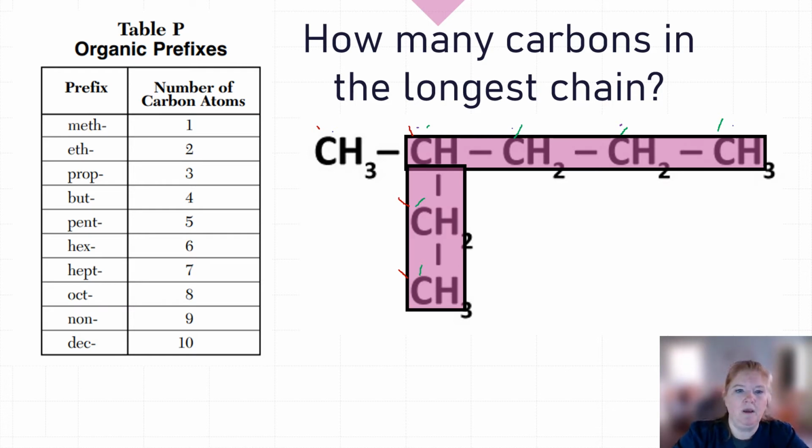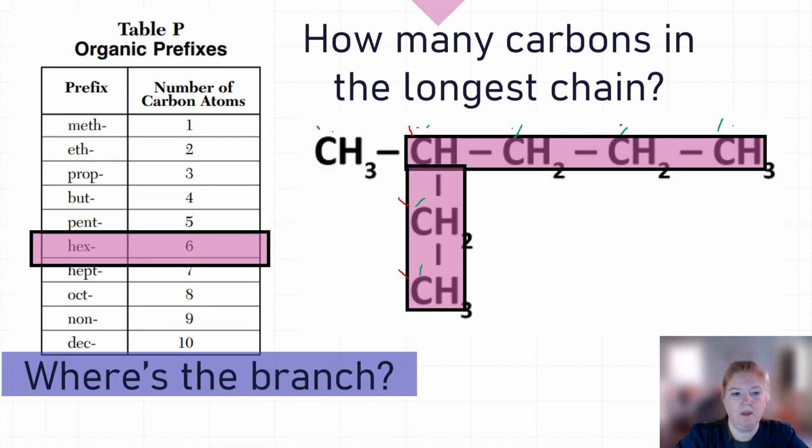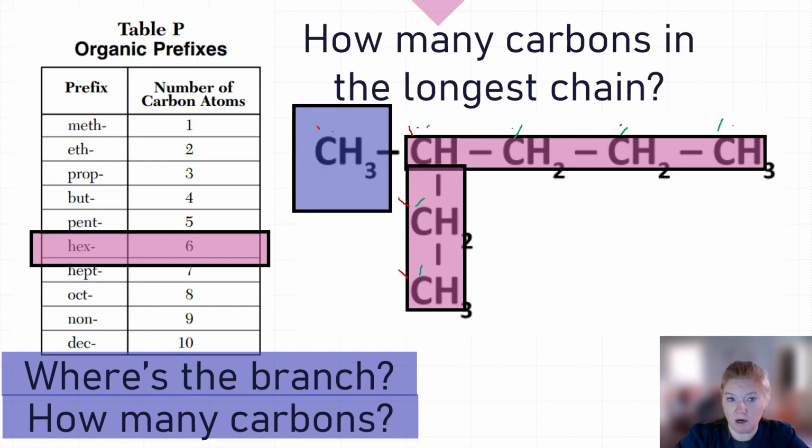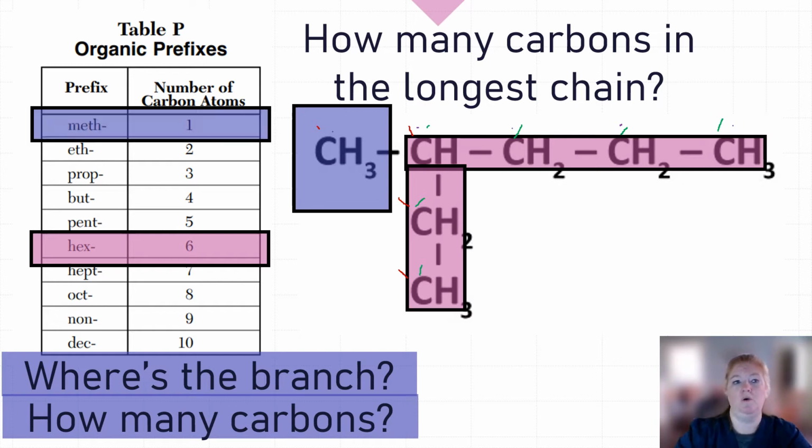Okay. And how many carbons are in that chain? 6. So where's the branch? Right there. How many carbons are in the branch? 1. So we would talk about the branch, meth, and the chain, hex. Okay.